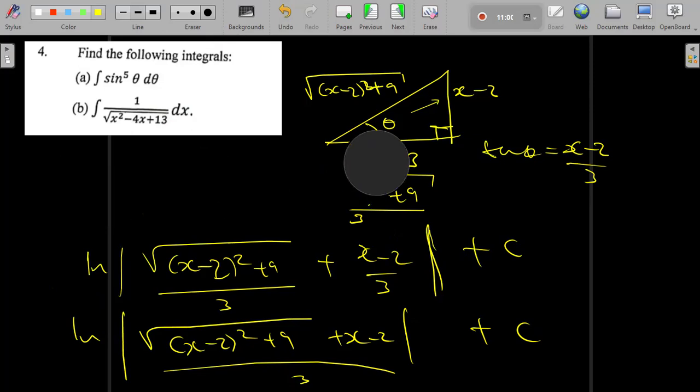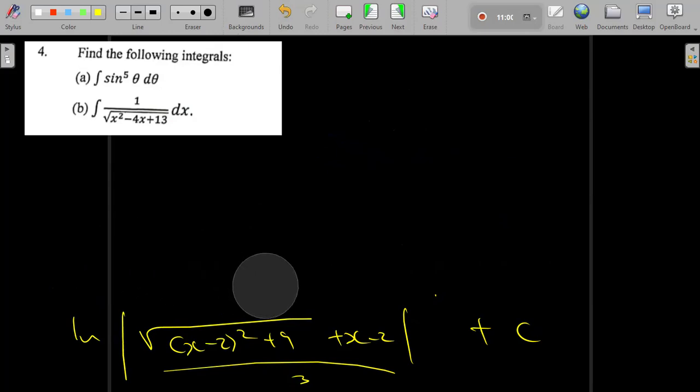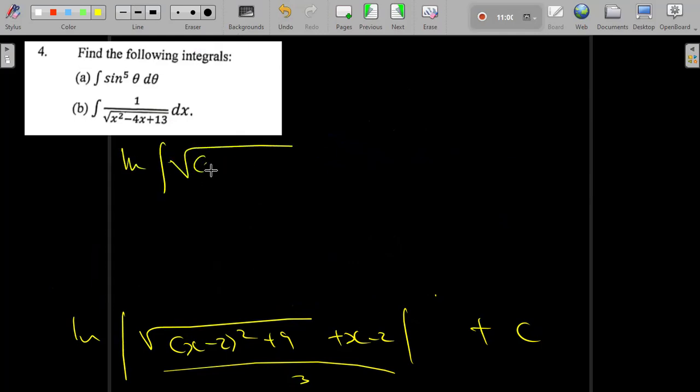So I can write it. Let me now write it. Using the laws of logarithms, I can write this as ln of the square root of (x minus 2) squared plus 9, then plus x minus 2. I close there. Minus, because it's division here, minus ln of 3, plus c.